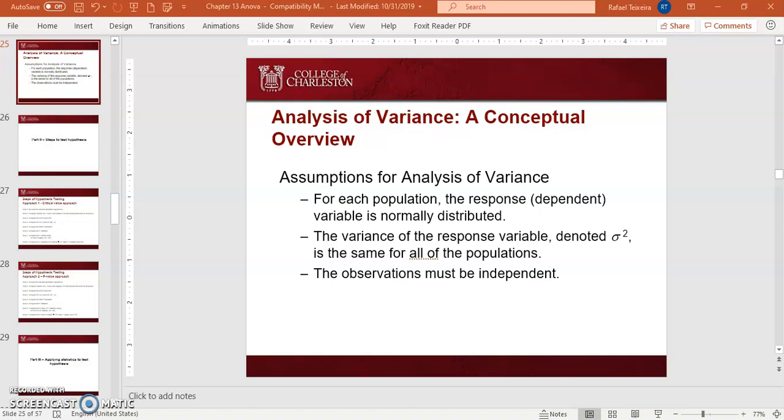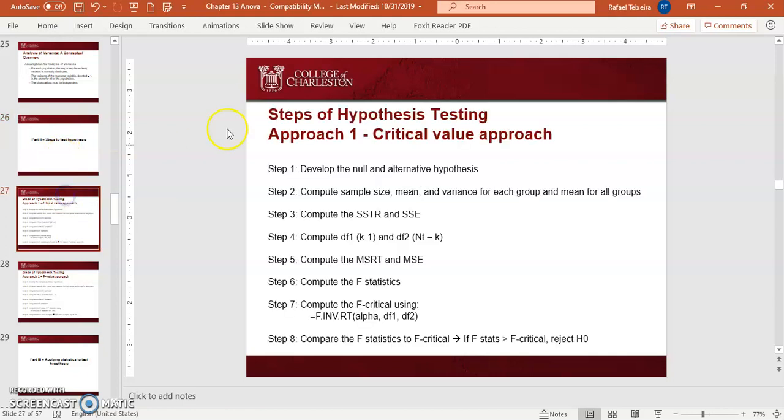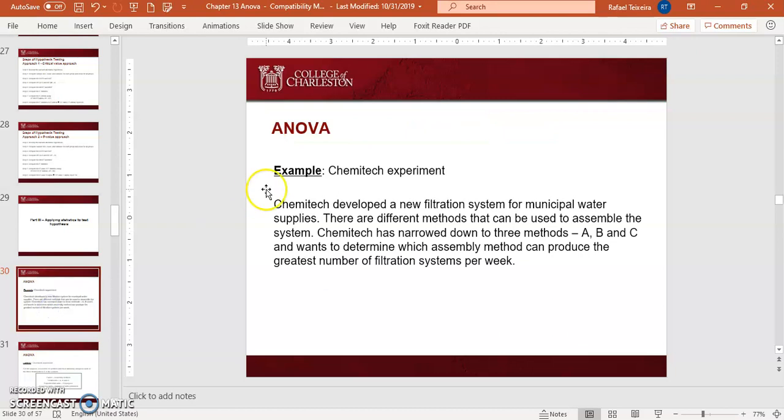Hi, in this class I'm going to talk about how to use my step-by-step process to test hypotheses of ANOVA. This is chapter 13, and here is the critical value approach. So let's follow these steps using a real problem.